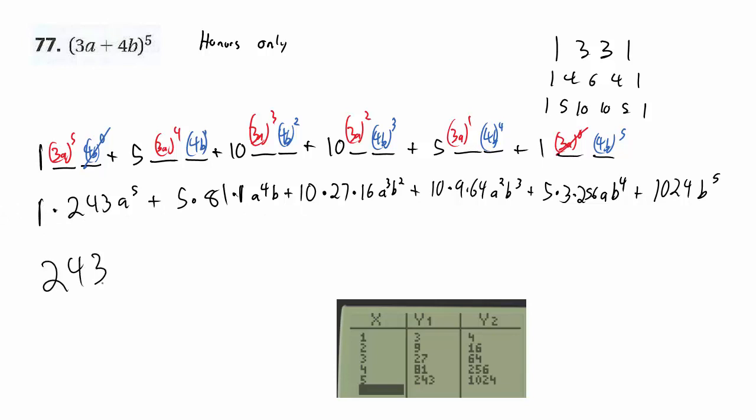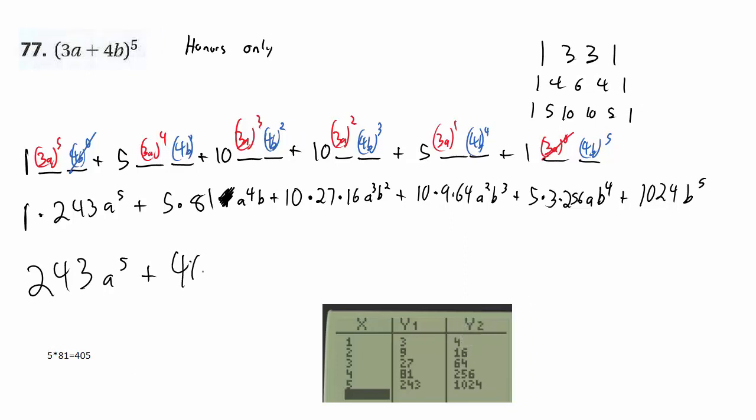You get 243 a to the 5th plus, I got to multiply 5 times 81, I don't have to put that 1. 5 times 81, just calculate what that is. It's going to be 405 maybe? Let's see, yay, 405. But I got a calculator right there, why not use it? That's a fourth b term. Plus, this is 270 times 16. No, thank you, I don't want to calculate that.